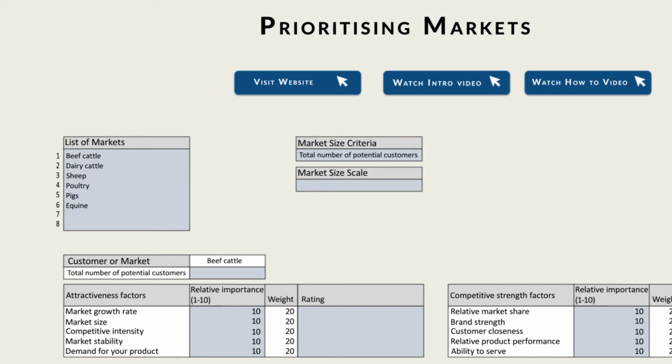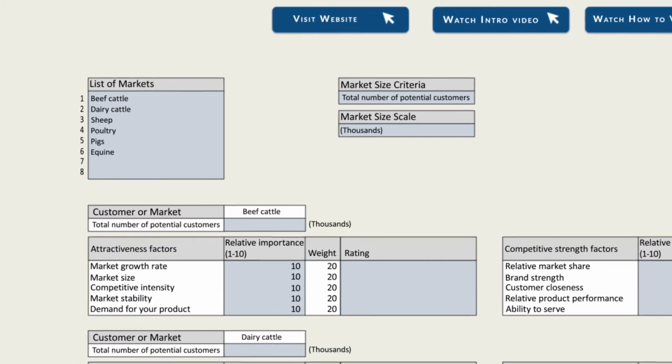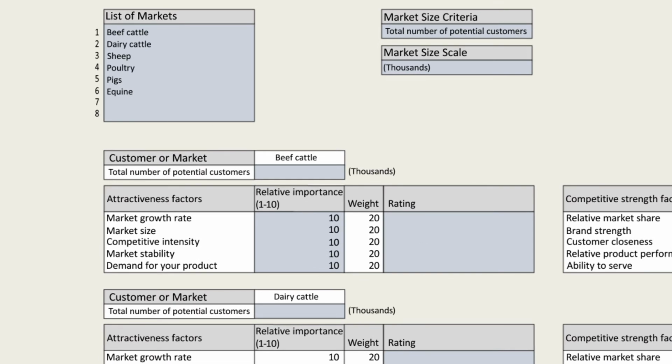Now, I tend not to use this scaling option when I'm doing it just for myself because I know what scaling I'm using. But if you're collaborating or sharing or presenting this data, then it's good practice to let people know if you're talking in millions or thousands or units or whatever measure you're using. So we set the market size criteria, and once we've done that, we go down to the input boxes. And the market name is added automatically from the list, and the market size criteria you have chosen is also added here. If you select the scaling option, it will appear here.